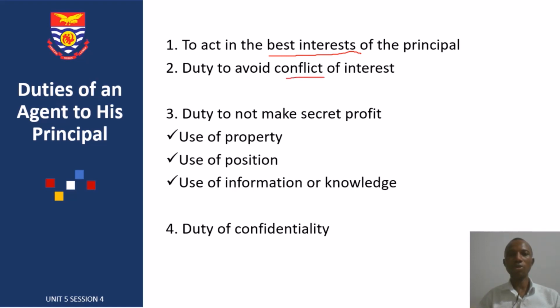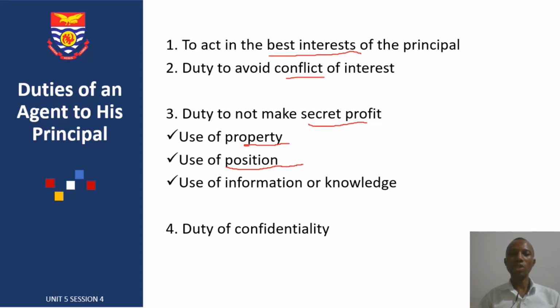Duty not to make secret profit. Here we are looking at secret profits from any dimension. Perhaps you have used the property of the owner to gain certain benefits. That profit should be accounted to the principal. You use your position to make secret profit. For instance, where you occupy a position that gives you access to certain benefits, you should use your position for the benefit of the principal. Don't use your position to get benefits that should have gone to the company.